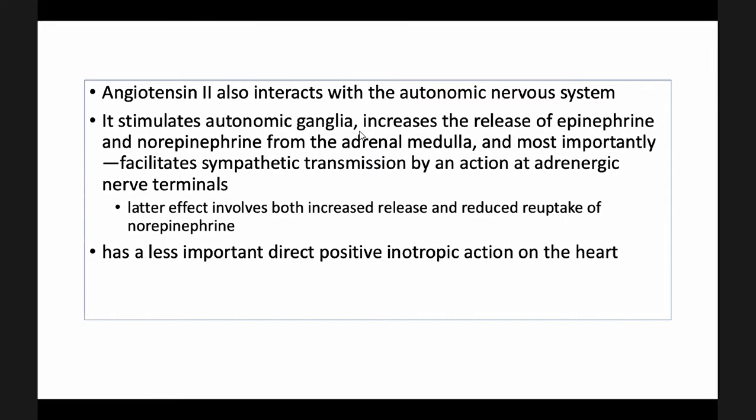So angiotensin II also interacts with the autonomic nervous system. It stimulates autonomic ganglia, thereby increasing the release of epinephrine and norepinephrine from the adrenal medulla, which facilitates sympathetic transmission by an action at the adrenergic nerve terminals. So the latter effect involves both increased release and reduced reuptake of norepinephrine. It has little important direct positive inotropic effect on the heart.